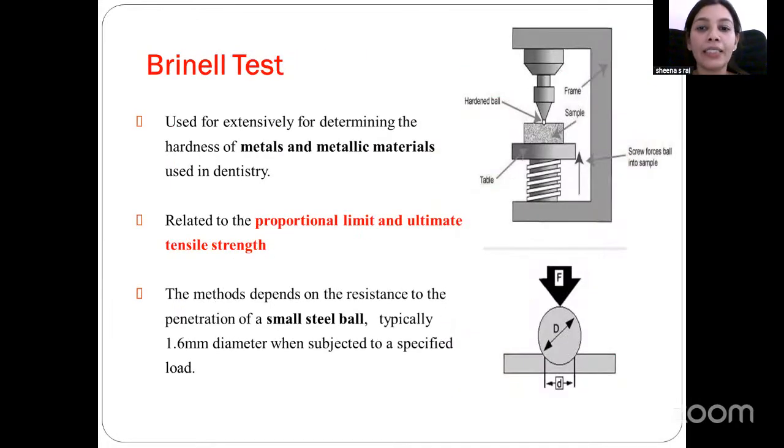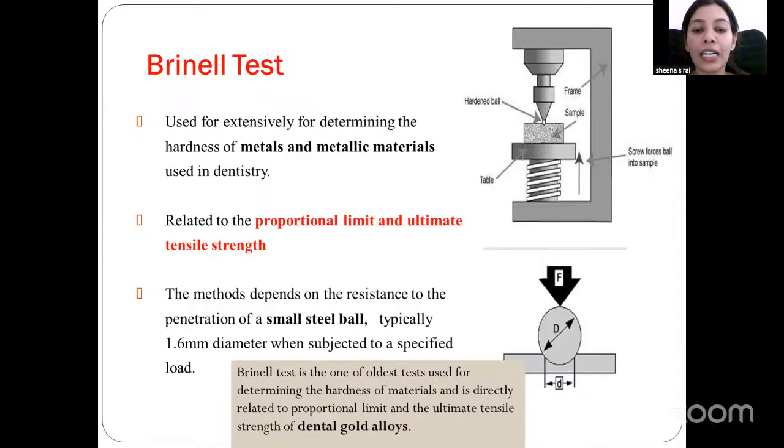First is Brinell test. So as you can see in the image, the Brinell test has a very small stainless ball that has a diameter. That is another question. What is the diameter of the small stainless ball? It is 1.6 mm diameter. And you can see the red marked area. That is another question. How is the Brinell test related? It is related to the tensile strength as well as the proportional limit. And to keep in mind, Brinell test is used mainly for the hardness of metal and metallic materials. Okay, these are three very important points that you have to keep in mind while you discuss Brinell's test.